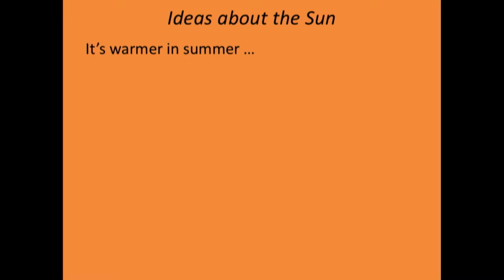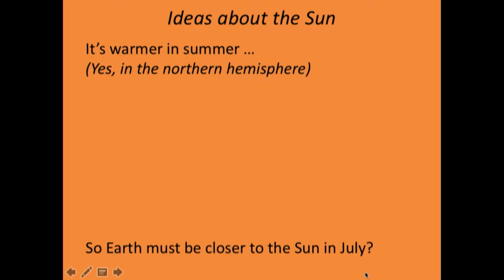Here's some ideas that people have about the sun. Let's see what your ideas are about the sun. It's warmer in summer, right? It's warmer in the northern hemisphere. So when is the sun closer to the Earth? When is the Earth closer to the sun? In July? Or is it in January? When is the sun closer? If it's warmer in the summer, is that because we're closer to the sun? That makes sense. And so a lot of people figured that we must be closer to the sun.